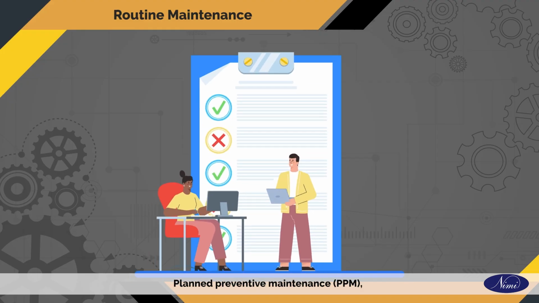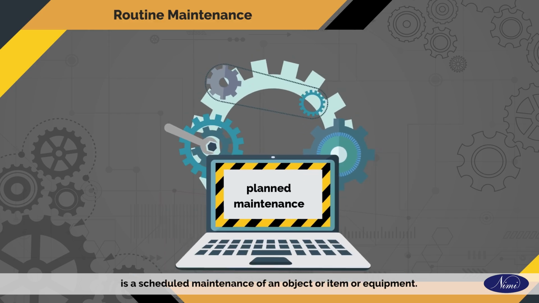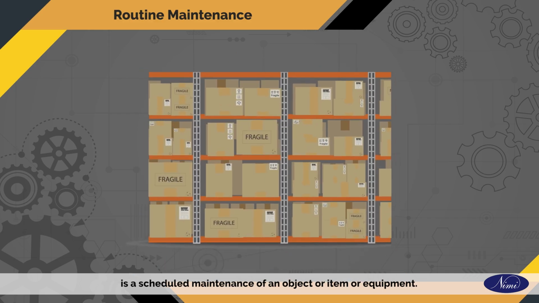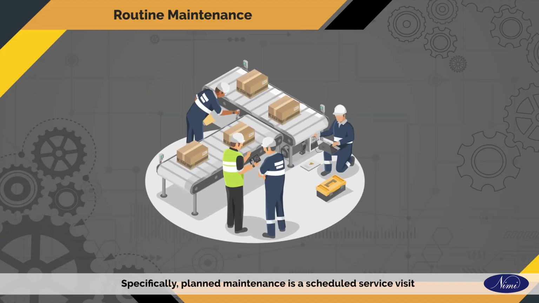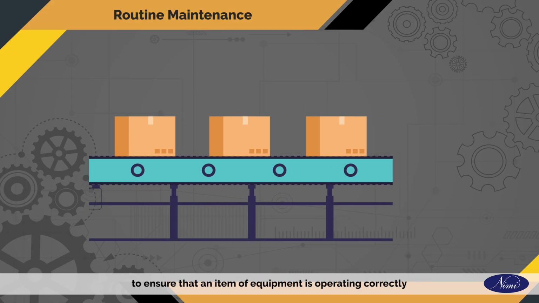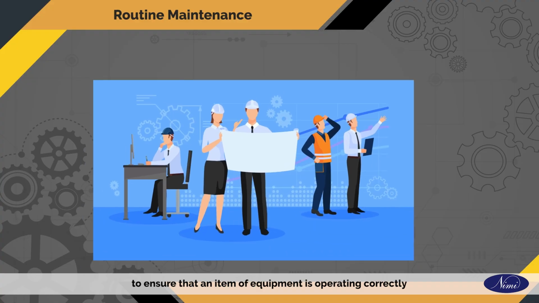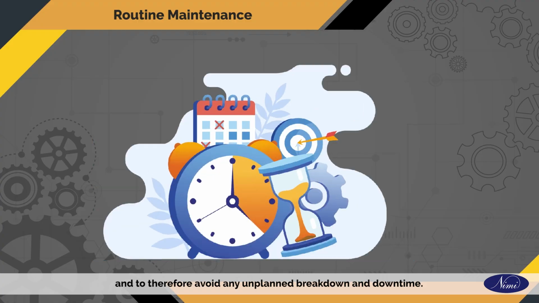Planned preventive maintenance (PPM), more commonly referred to as simply planned maintenance (PM), is a scheduled maintenance of an object or item or equipment. Specifically, planned maintenance is a scheduled service visit carried out by a competent and suitable agent to ensure that an item of equipment is operating correctly and to therefore avoid any unplanned breakdown and downtime.